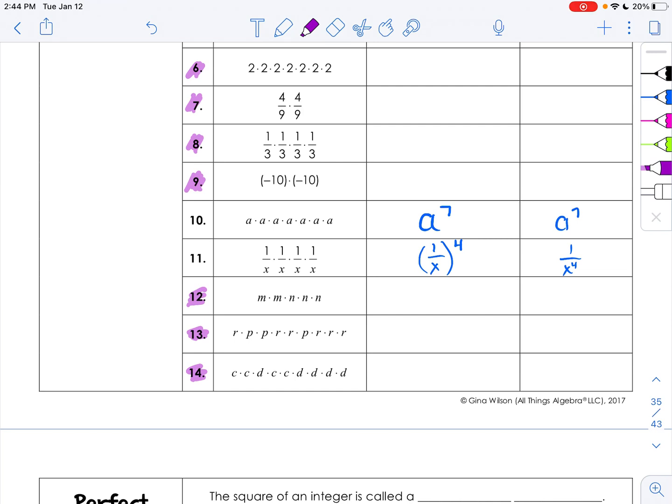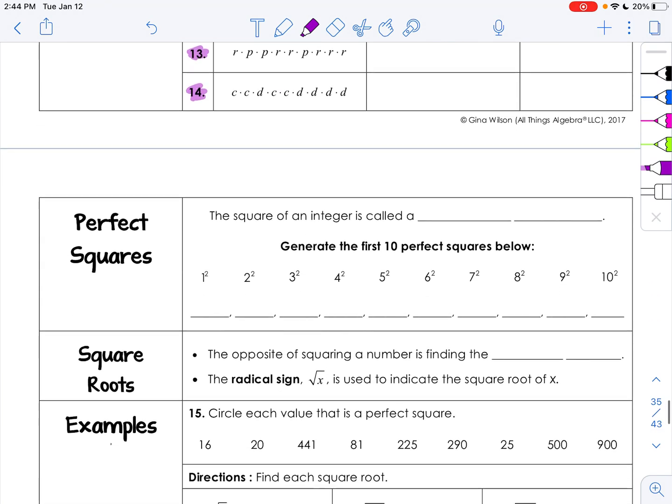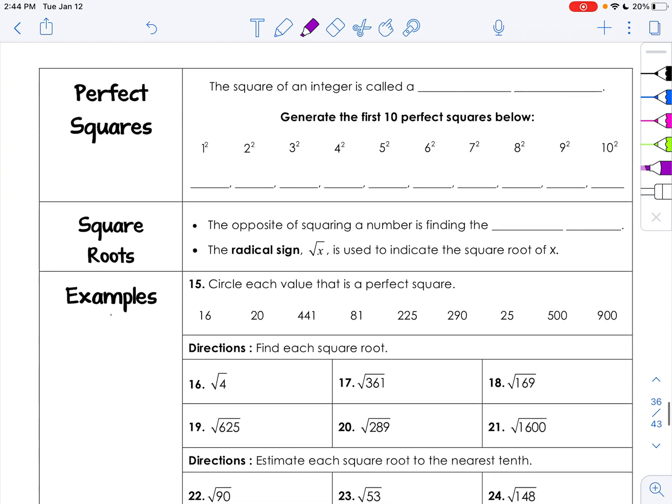Let's take a look at our second topic, perfect squares. The square of an integer is called a perfect square.